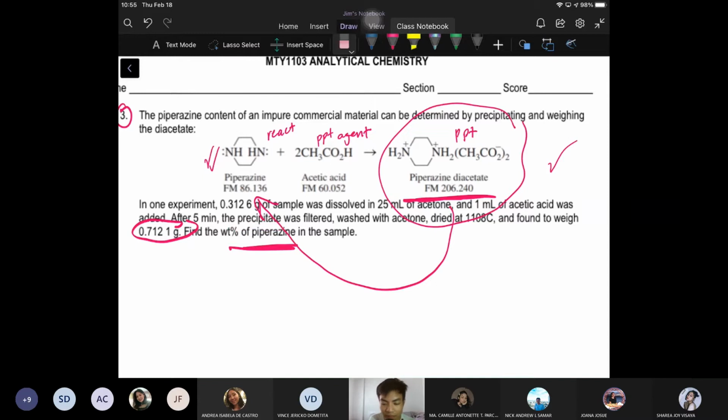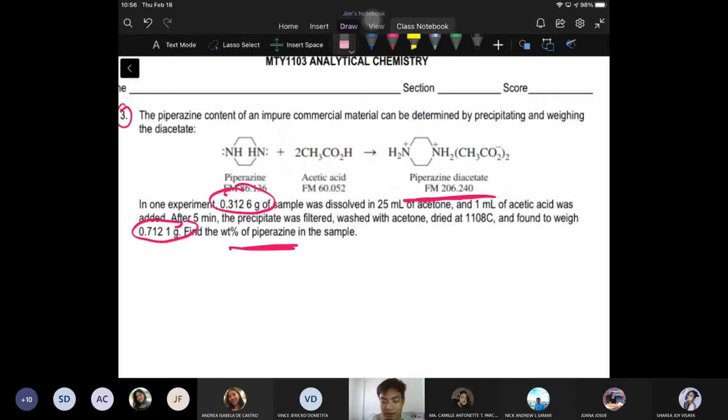Pero ang gusto sa problem ay percent weight in the sample. So, kapag hinahanap percent weight, i-divide mo yung mass nito by the sample weight which was given earlier. So, ito yung mass ng sample. So, you divide the mass of piperazine by this one times 100 para maging percent na. So, I will leave that for you na lang to practice na.